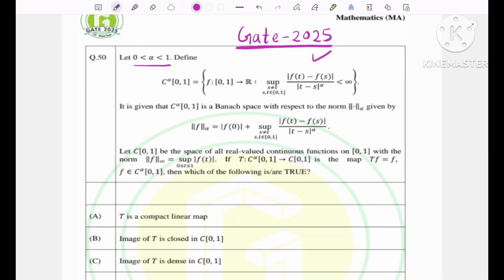Today we will discuss a very interesting question from the functional analysis part, and this question was asked in GATE 2025. Okay, here what is given? C alpha space is given.